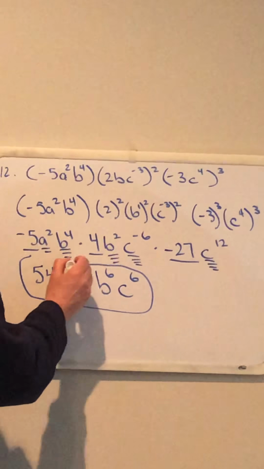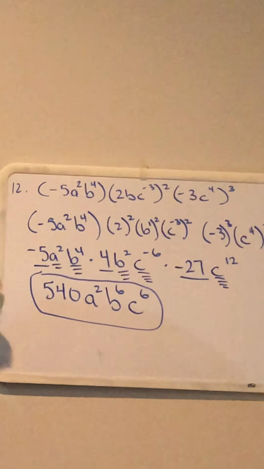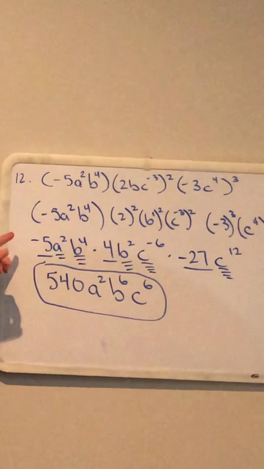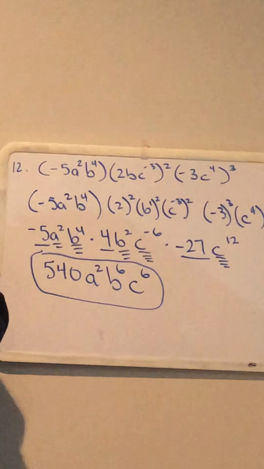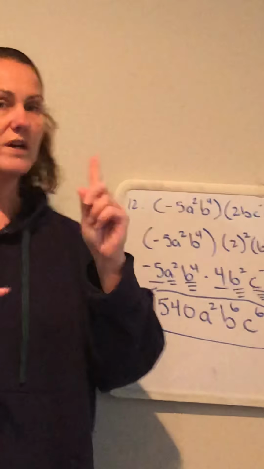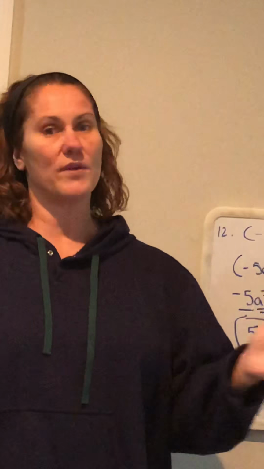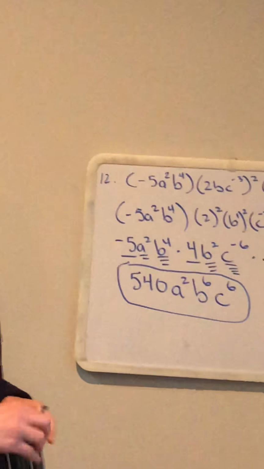One of the things I noticed on some of your papers is that you left your final answer like this. You have to finish it up. Your final answer should have all the coefficients multiplied and reduced. There should be one of each variable in your final answer. So you shouldn't have more than one a, more than one b, or more than one c. Number 14.